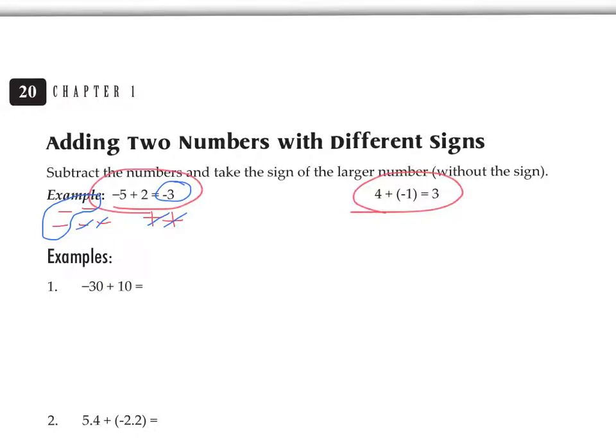Over here, this 4 is positive because it has no sign in front of it. So we have 4 positive guys, 1, 2, 3, 4, going up against 1 negative guy. So what happens is this 1 negative guy can cancel out 1 of these positive guys. So what do we have left? 3 positive guys, and that's your answer here.